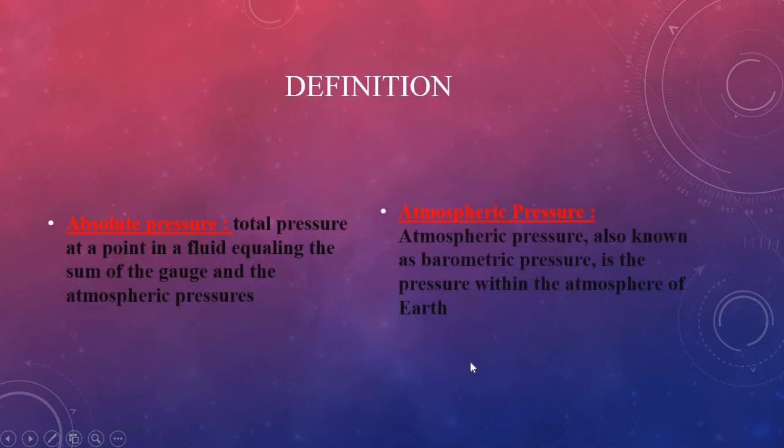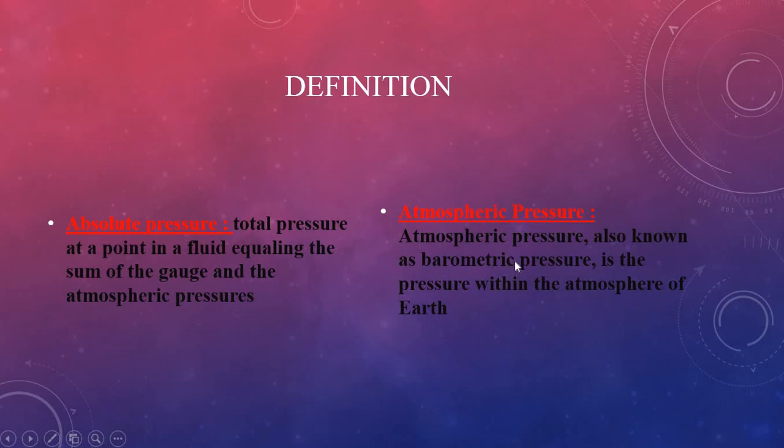Now we will know about the absolute pressure definition. Total pressure at a point in a fluid equals the sum of gauge and the atmospheric pressure. I will be showing you a picture about all this after we have learned the definition. So this is the summation of gauge pressure and the atmospheric pressure, which is absolute pressure. Absolute pressure will be equal to the sum of gauge pressure and the atmospheric pressure.